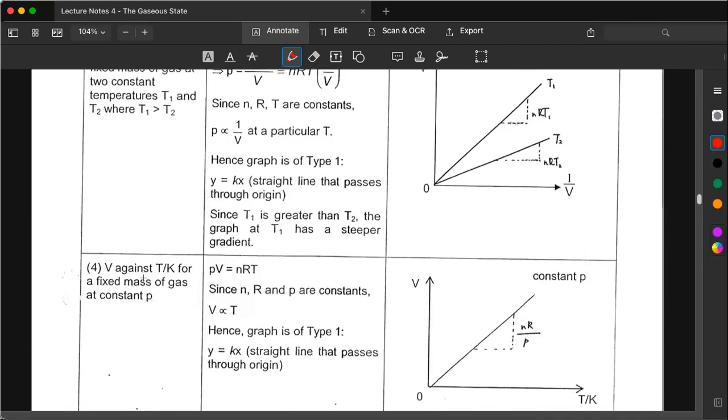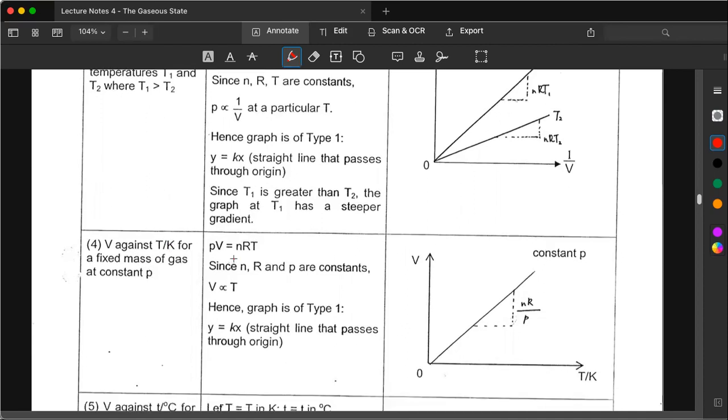Now, if we have V against T, this is in Kelvin, for a fixed mass of gas at constant P, then it also should be a straight line graph that cuts through the origin.